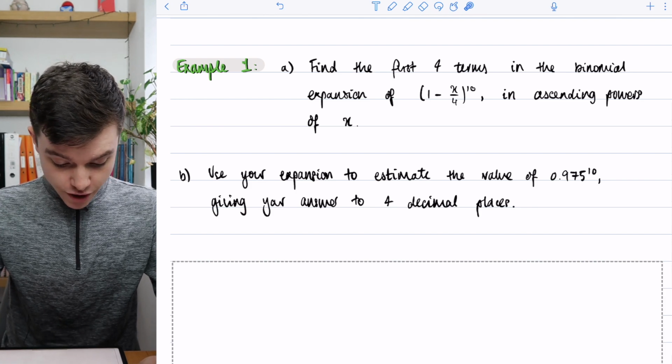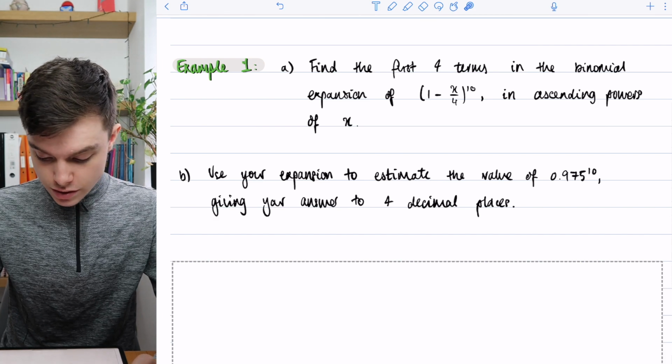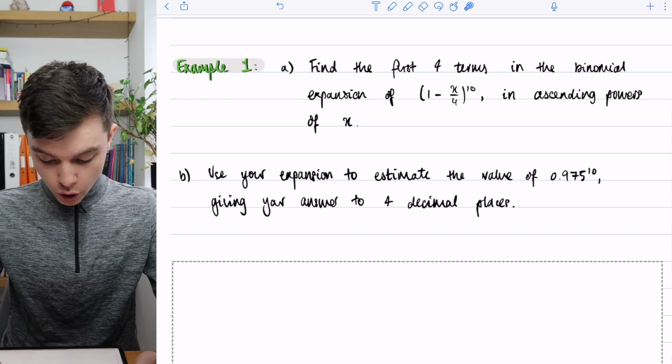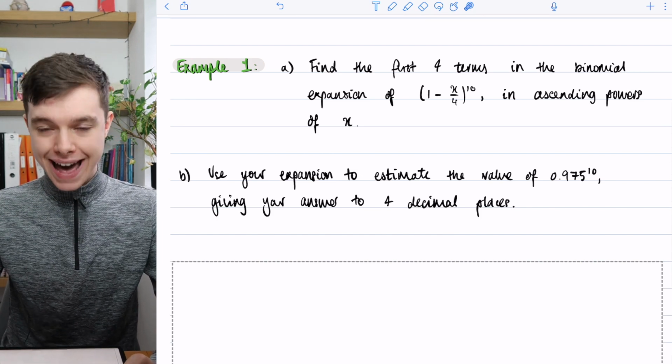So the first and final example for this video, part A says: find the first 4 terms in the binomial expansion of (1 minus x over 4) all to the power of 10 in ascending powers of x.